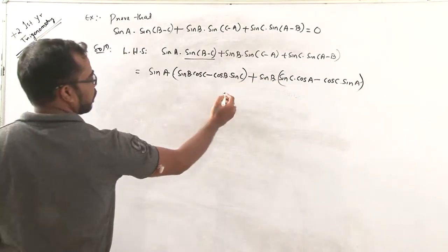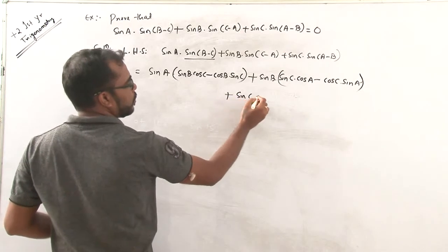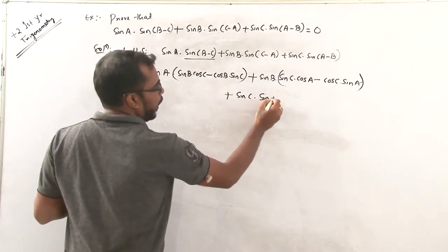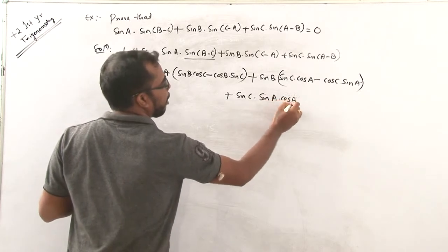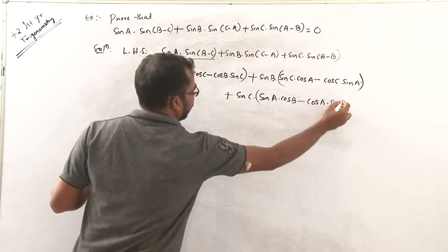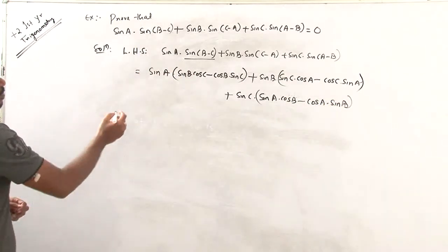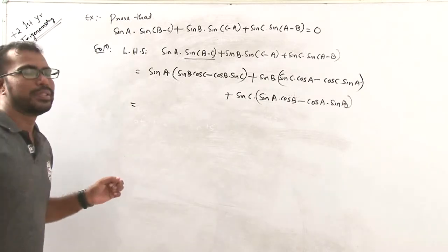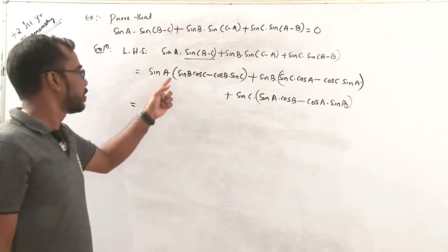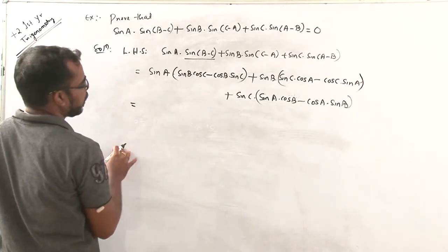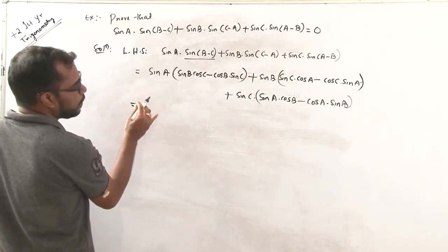Plus sin C into, the formula of sin(A − B) is sin A cos B minus cos A sin B. So this is the formula to apply to this expression. Now we can multiply, because here it is in bracket form.